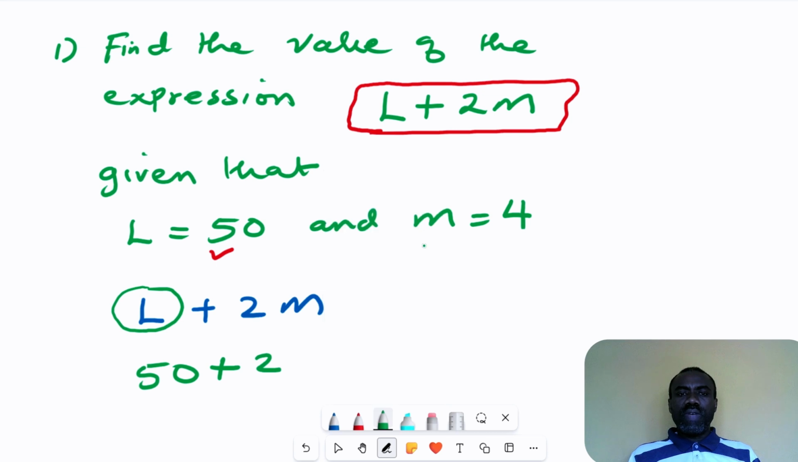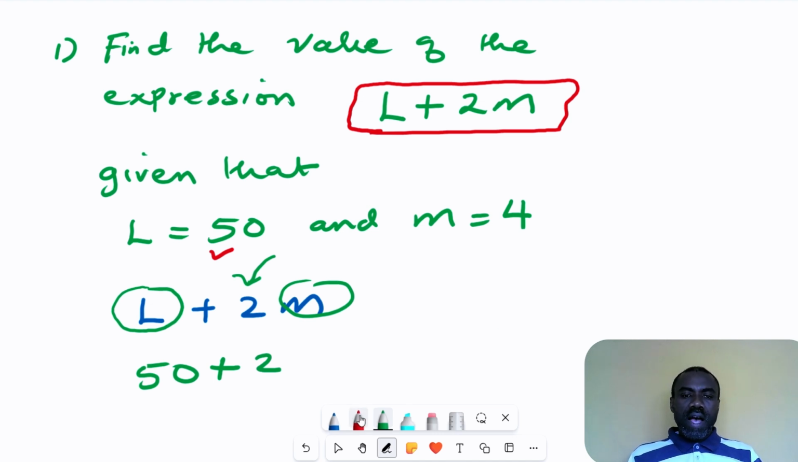In place of M, we are substituting it with 4. And mind you, this is a product, okay? So just a bit of a revision. This 2 then becomes a coefficient of the variable M. If you remember from our previous lesson, what a coefficient is.